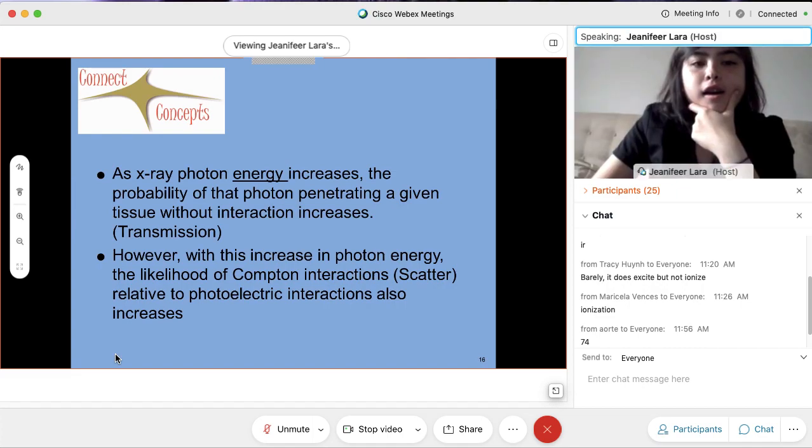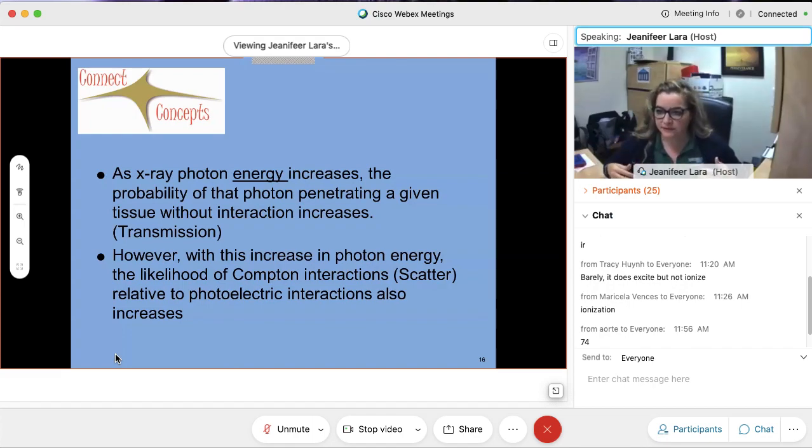So here we go. This is the slide where I say connect concepts. As X-ray photon energy increases, the probability of the photon penetrating a given tissue without interaction also increases. That is the definition of transmission. When the photon penetrates the body without Compton interaction, that is transmission.